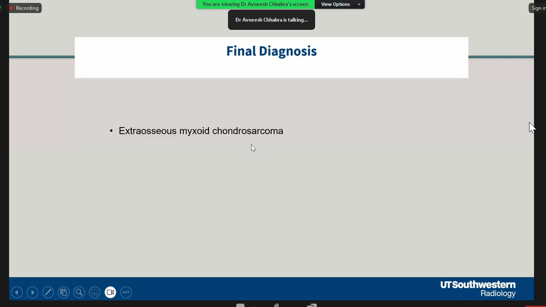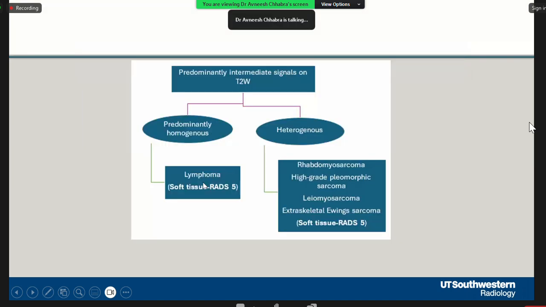So these are myxoid chondrosarcoma. This is a misnomer; chondrosarcoma. These are basically soft tissue sarcomas. Okay. And then you have predominantly intermediate signal, which could be a lymphoma, or you could have these other sarcomas, especially leiomyosarcomas and extraskeletal Ewing sarcomas. They can give you heterogeneous intermediate signal.